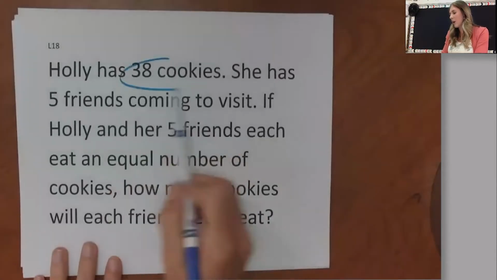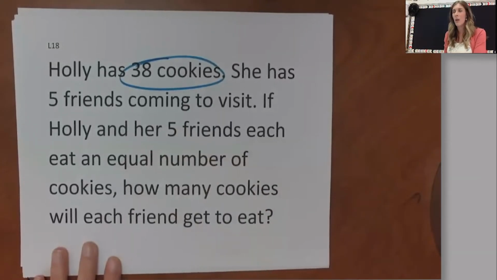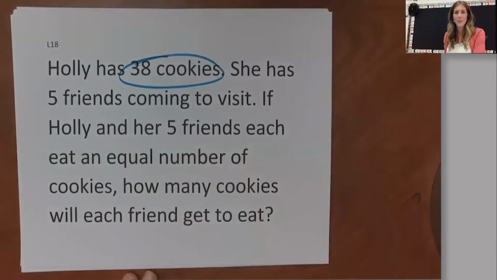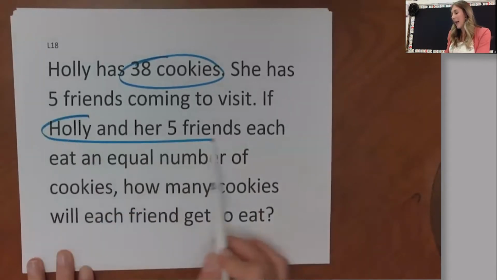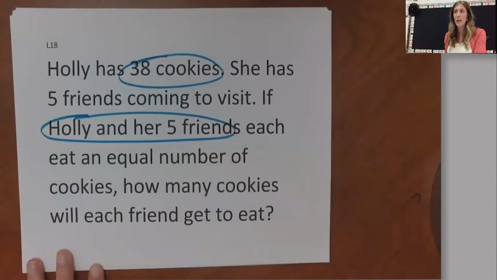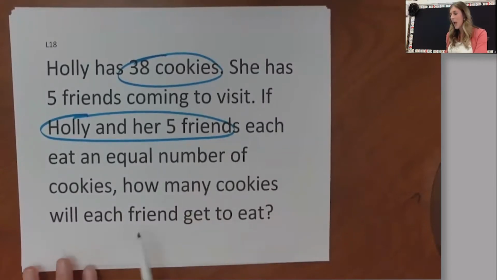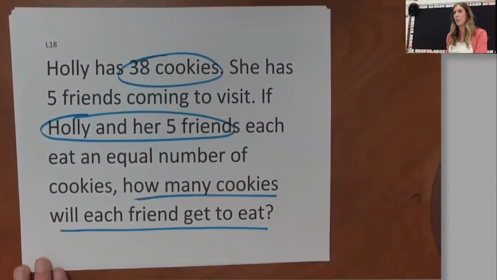Good. It tells us that there are 38 cookies in total for Holly and her 5 friends to share. So how many people are going to be eating cookies? 6. Very good. Holly and her 5 friends. So Holly's going to be eating some as well. So good catch. Holly's going to be eating some too, so we have to split or divide the 38 cookies by 6 people. And what is it that we're trying to figure out? How many cookies each friend will get to eat. So what operation are we going to use to figure this out?